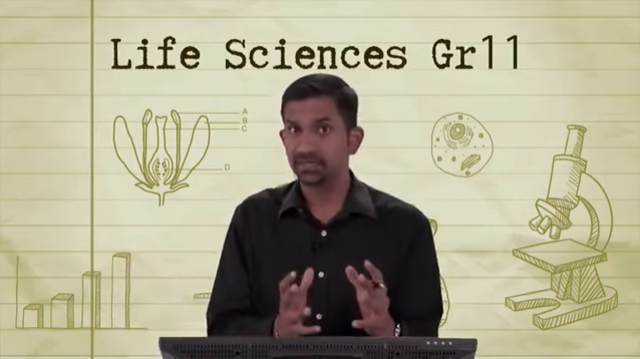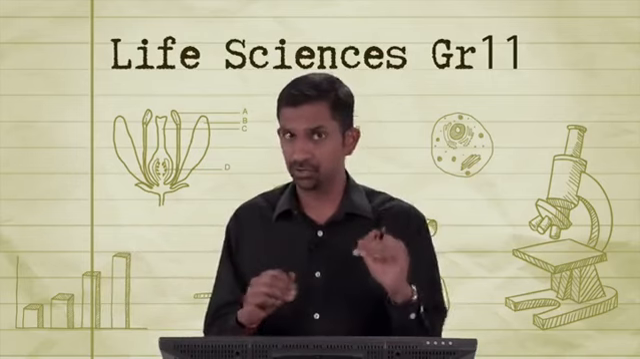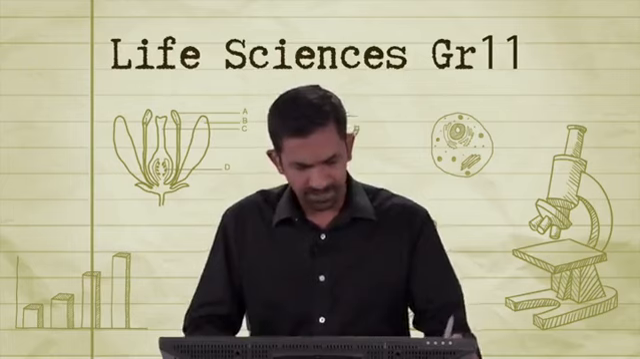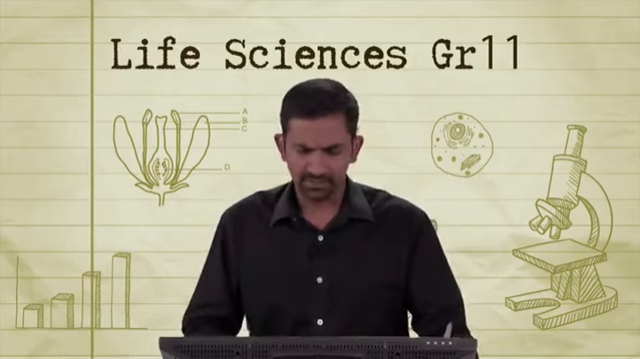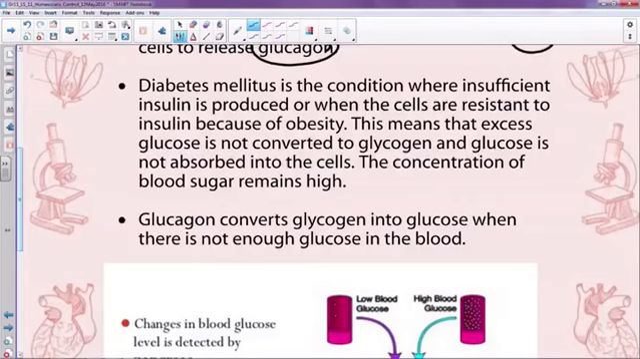So essentially what's happening is that we've got a regulatory mechanism with two hormones that are released to control the blood sugar levels. And what happens when this blood sugar level is not controlled? We've all commonly heard of individuals, family members or friends that are diabetic. So we have a disease called diabetes mellitus. And this is a condition where insufficient insulin is produced, or when cells are resistant to insulin because of obesity. So when we look at diabetes mellitus in the endocrine section in grade 12, we're going to look at two types of diabetes, type 1 and type 2.